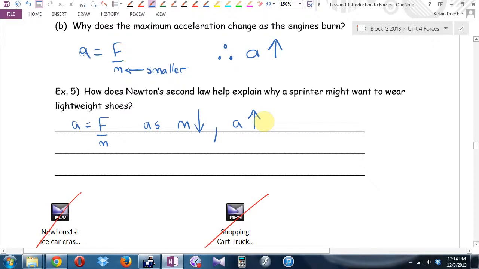Any bit of mass you can get rid of. It's why the track suits are as minimalistic as possible and as light as possible. Anything you can get rid of, totally.